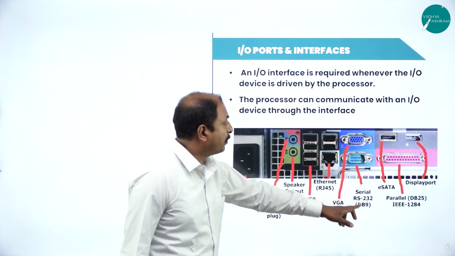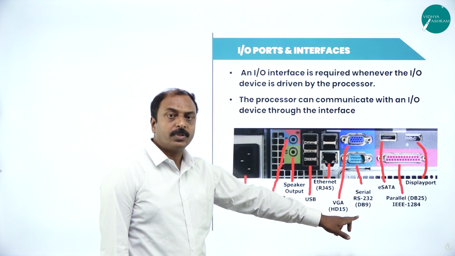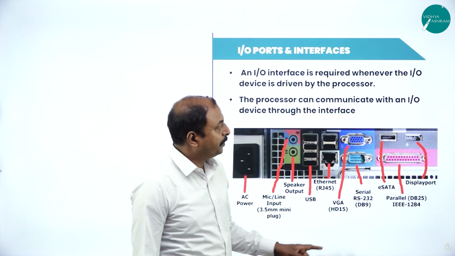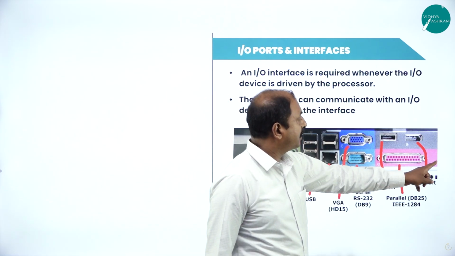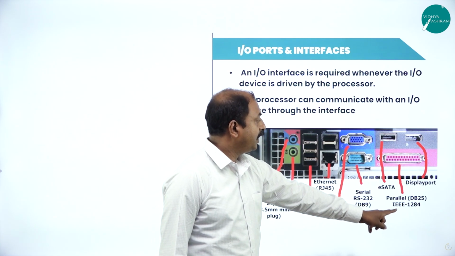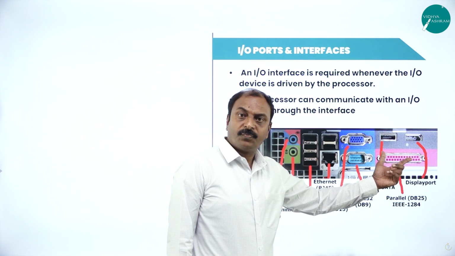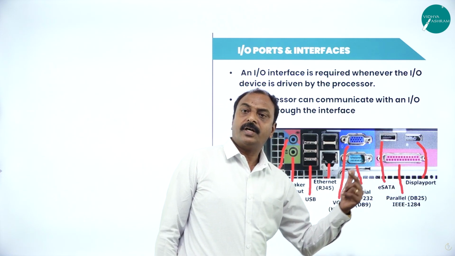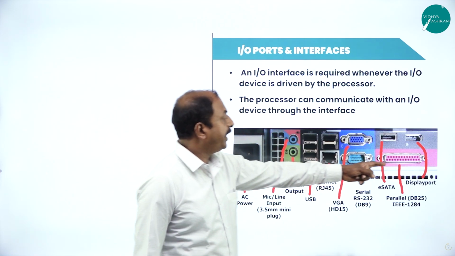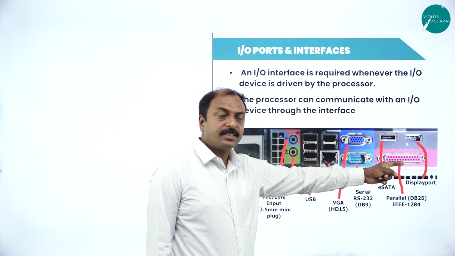Another name for the serial port is COM port, or communication port. Similarly, you can see this one here. This is called the parallel port. This is another type of interface, the parallel port, where we connect devices like printers or scanners, etc.